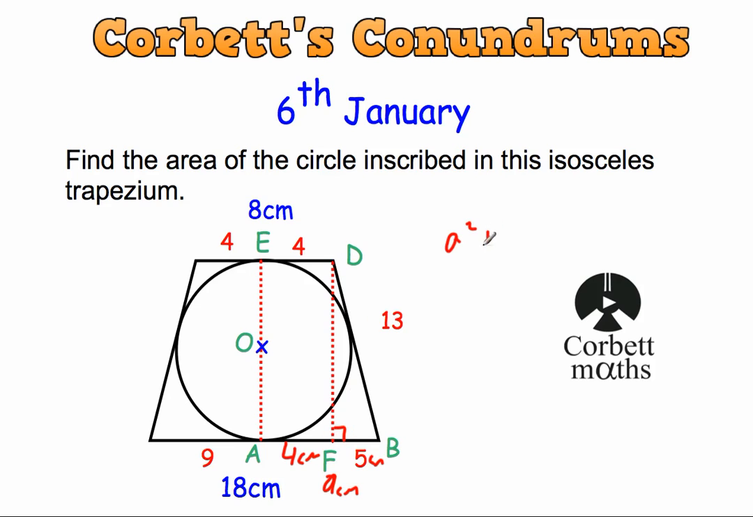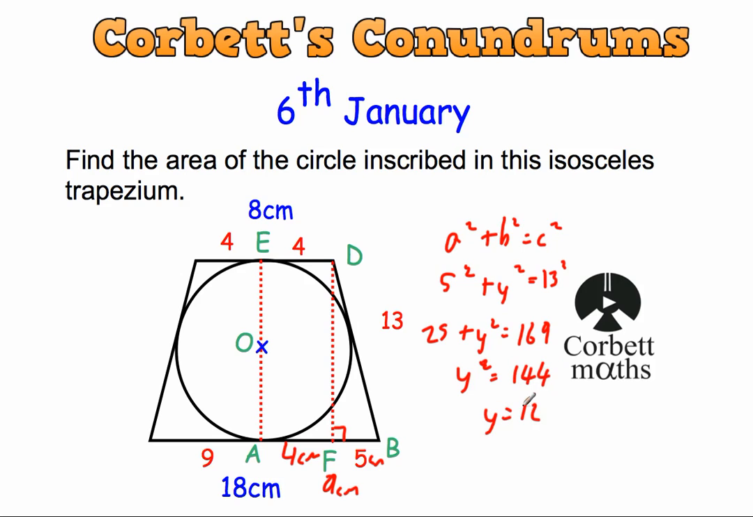So a squared plus b squared equals c squared. So that's 5 squared plus, let's call this y squared, equals 13 squared. 5 squared is 25 plus y squared is equal to 169, just squaring the 5 and the 13. And taking the 25 away will leave us y squared equals 144, so y equals 12. So that means from D to F is 12 centimeters.